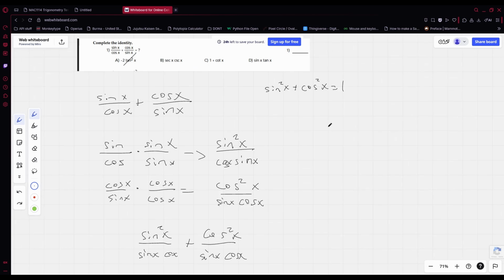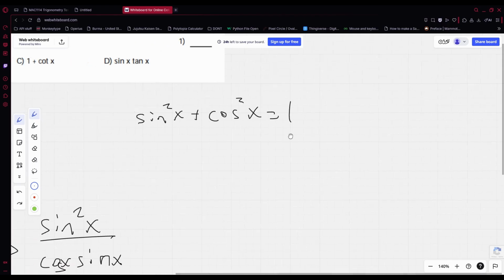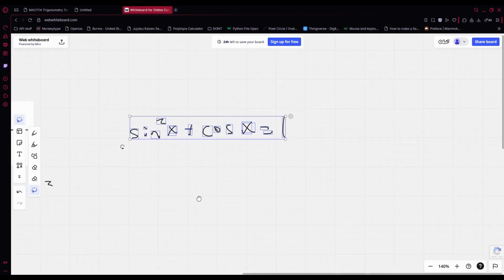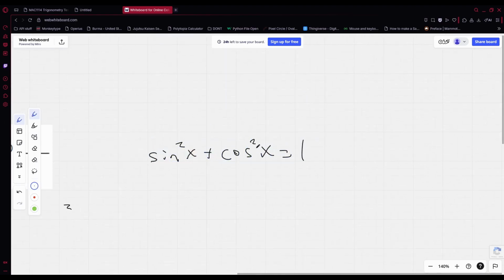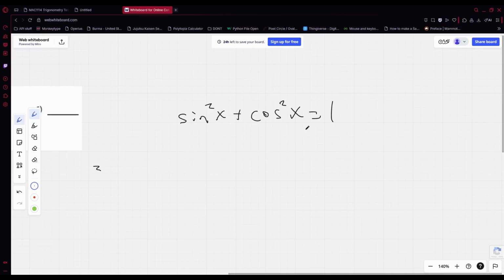This is really important that you know. And actually, I'll tell you right now why this is so important. The reason is, let me see if I can move this. The reason is because from this formula, you can derive the other two Pythagorean identities. You only need to know this. So let's say I need to know the one with tangent squared x in it.